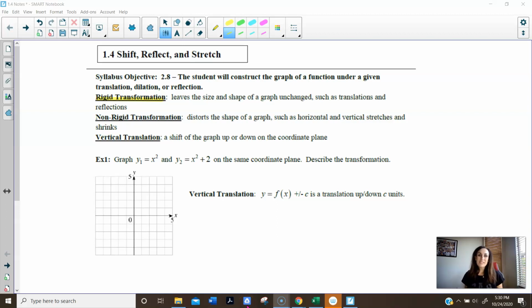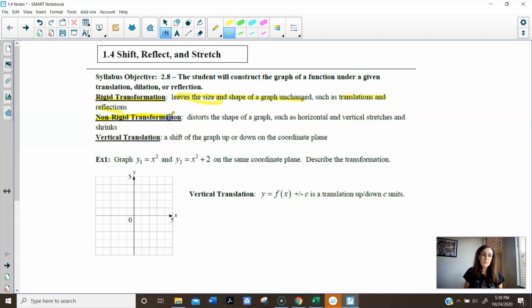Everyone, so we are going to do 1.4, shift, reflect, and stretch. We are going to construct graphs and translate them, dilate them, reflect them. So starting with rigid transformation. When we use a rigid transformation, we're going to leave the size and shape of the graph unchanged. So we'll be looking at translations and reflections.